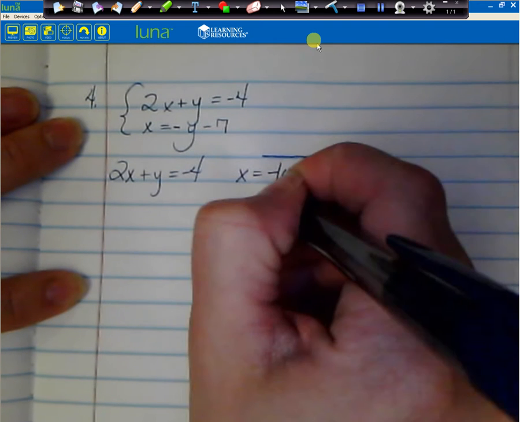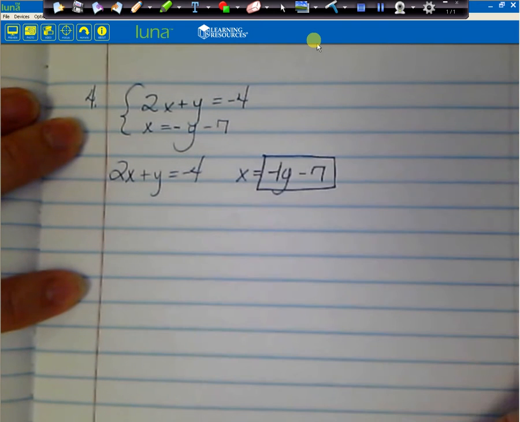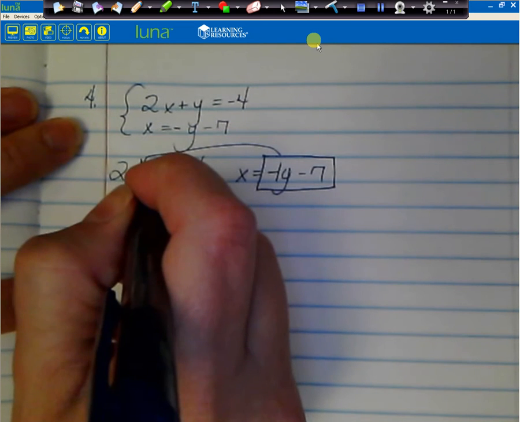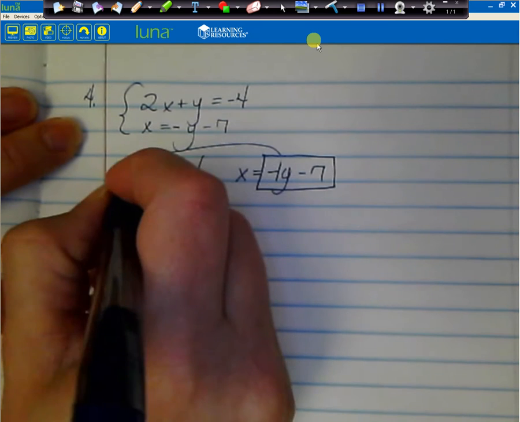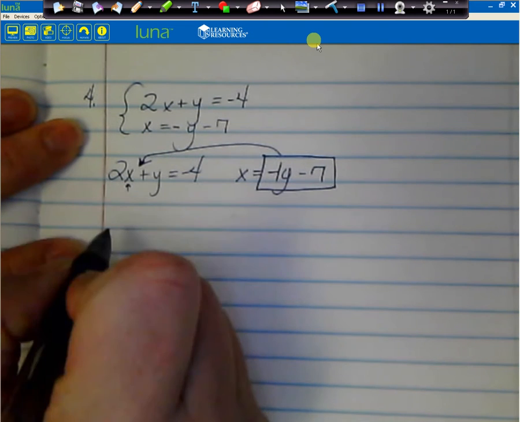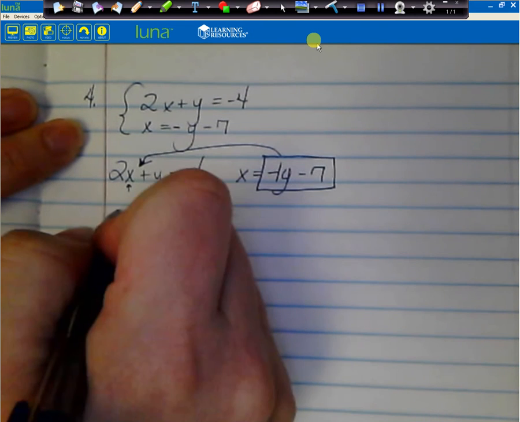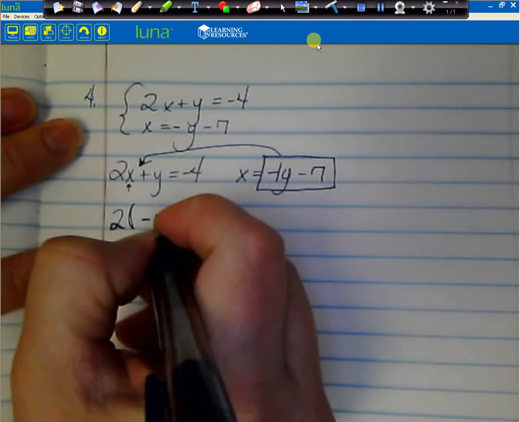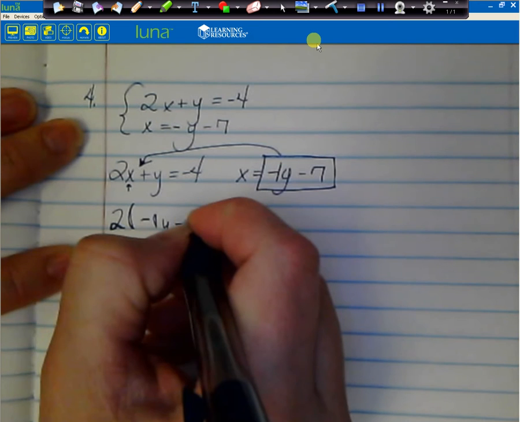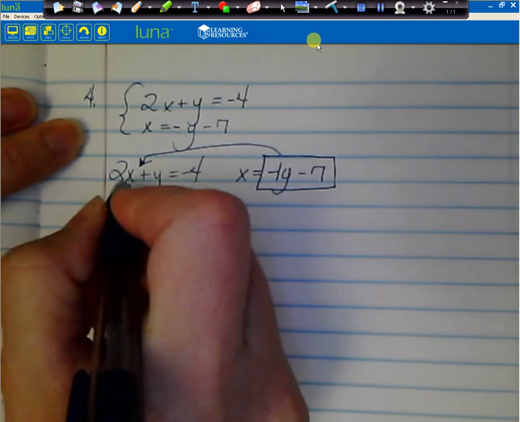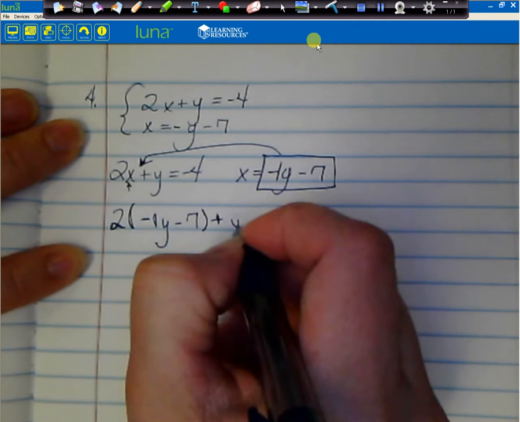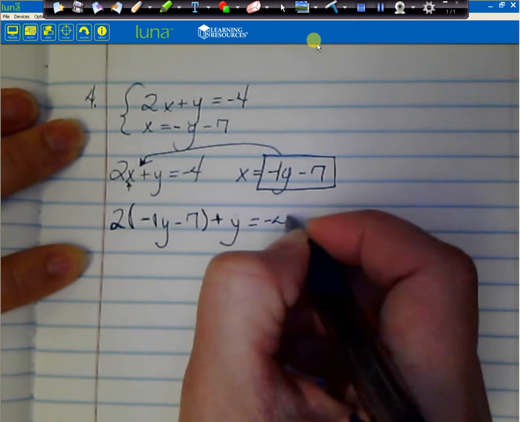I'm going to put a box around this because my x is solved for, and this is what I'm going to take and plug into the other equation for x. So I'm going to plug that in right here for x. What that gives me is 2 open parentheses negative 1y minus 7 close parentheses, and then plus y equals negative 4.